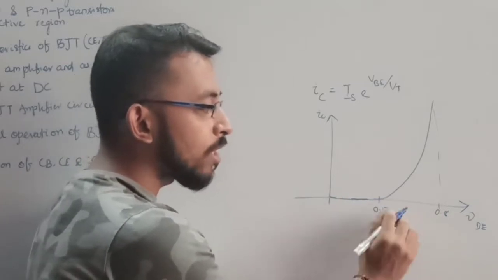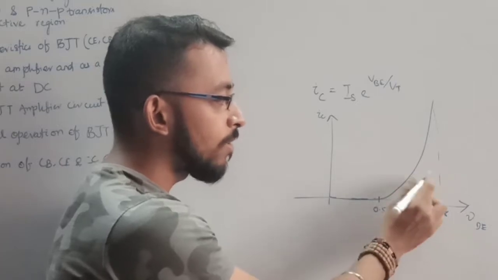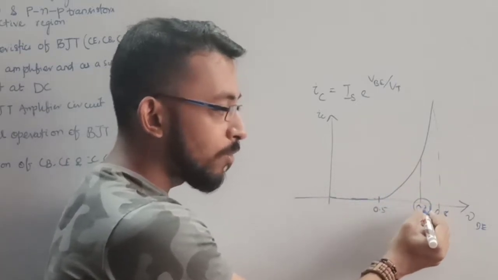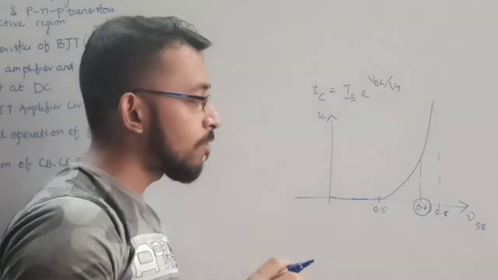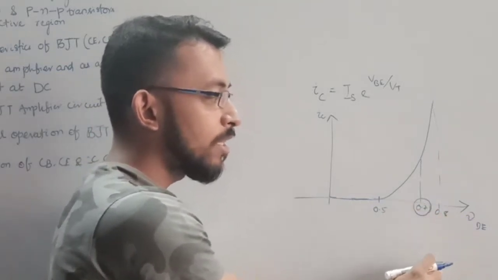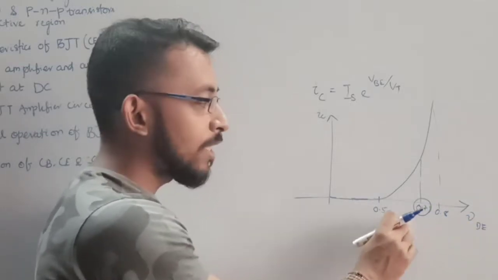In the diode case, if you remember, we took a constant voltage drop of 0.7. Here also, in any numerical, our VBE value will always be 0.7. If it is not mentioned, you have to take my VBE value, the base to emitter voltage, as 0.7 volt.